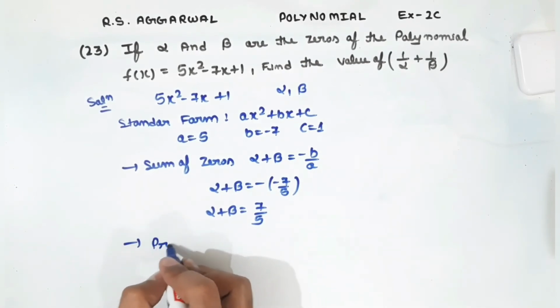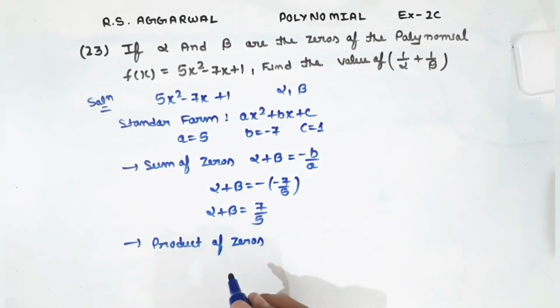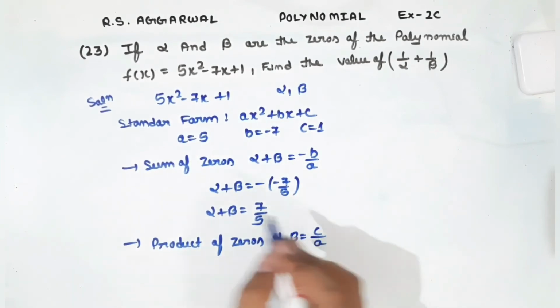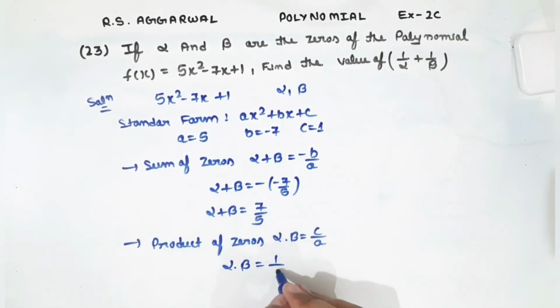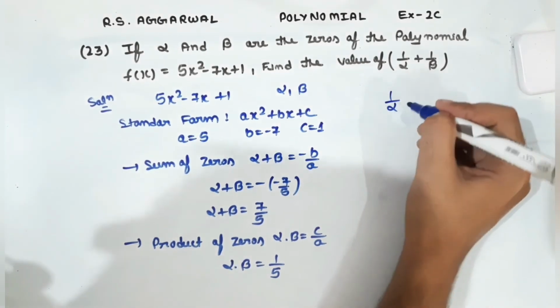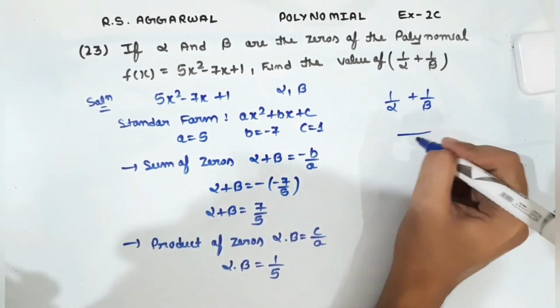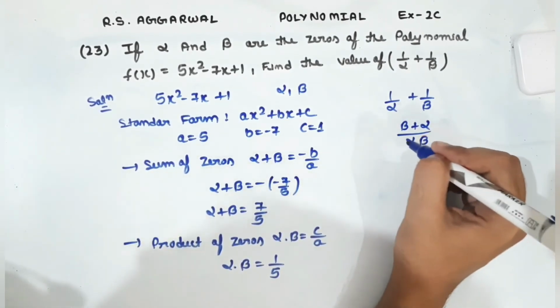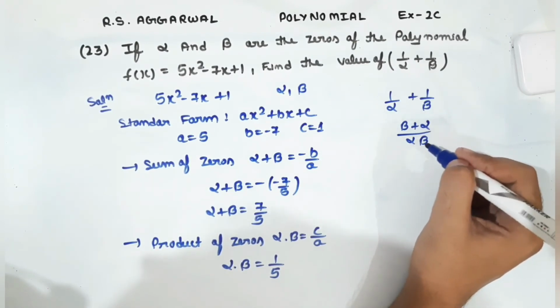and product of zeros will be given by alpha into beta, that will be equals to c upon a. So alpha into beta, c is 1 and a is 5. This is alpha into beta. Now we have to find the value of 1 upon alpha plus 1 upon beta. So 1 upon alpha plus 1 upon beta will be equals to alpha beta is a LCM, beta plus alpha. So 1 upon alpha plus 1 upon beta will be equals to beta plus alpha upon alpha into beta.